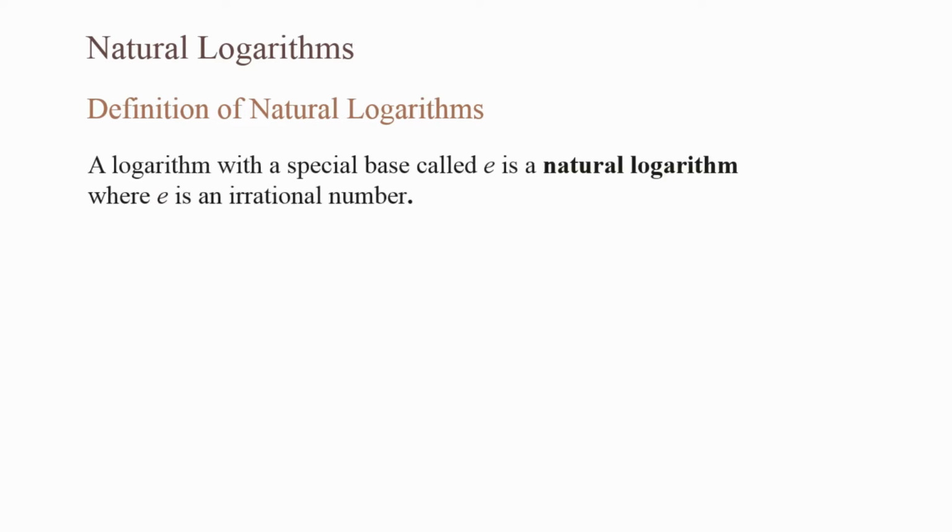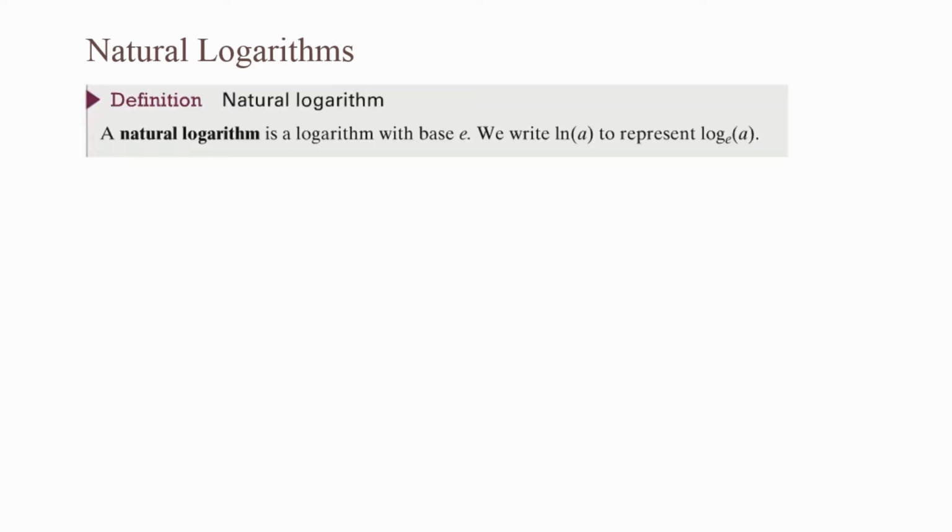Natural logarithms. Definition of natural logarithms. A logarithm with a special base called e is a natural logarithm, where e is an irrational number. Rounded to the nearest 10,000th, e equals 2.7183. Definition: a natural logarithm is a logarithm with base e. We write ln(a) to represent log base e of a.